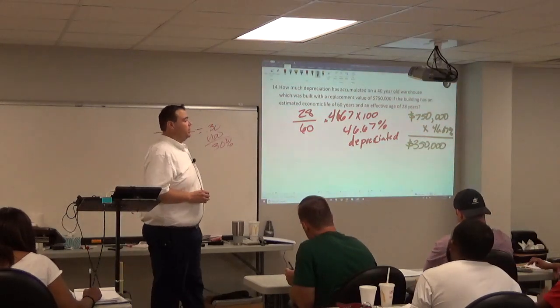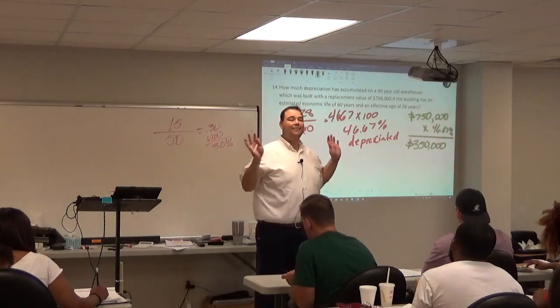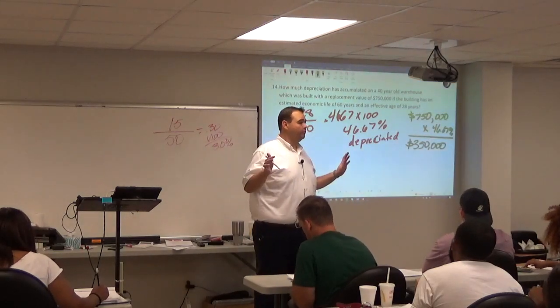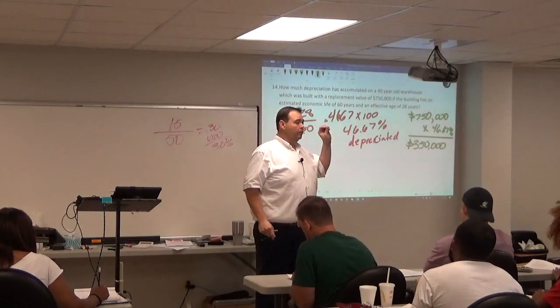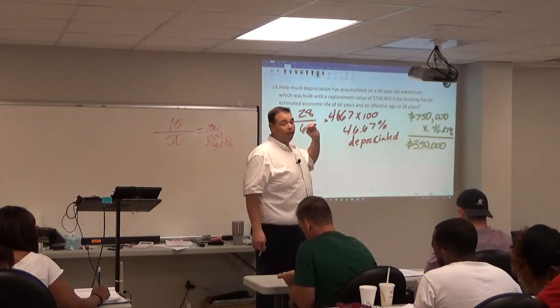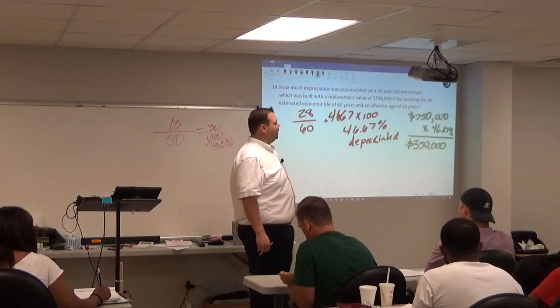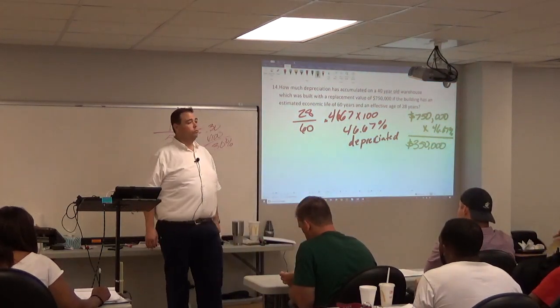So that's our depreciation, $350,000. Is that making sense for everybody? Okay? You take the effective age, divide it by the economic life, that gives you your depreciation percentage, and then you multiply that times the replacement value.